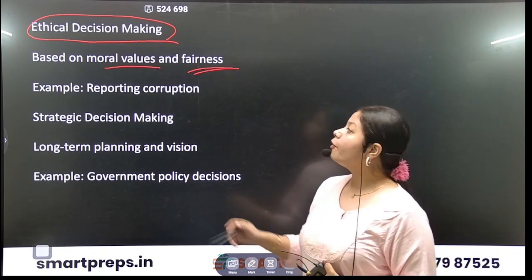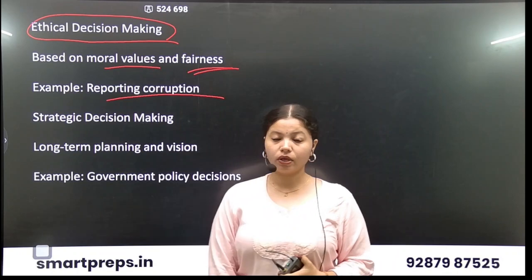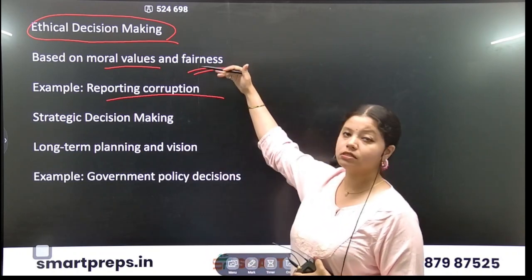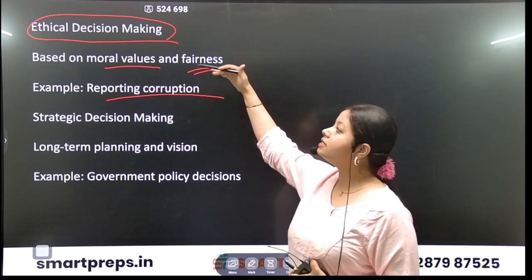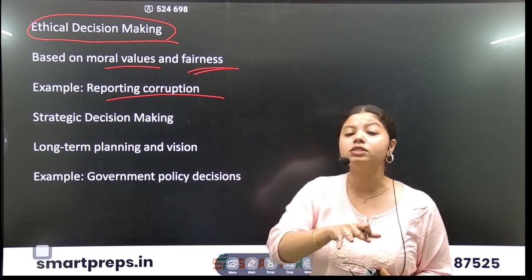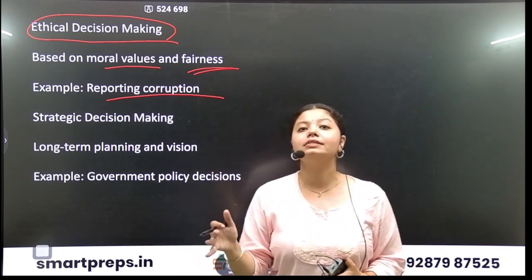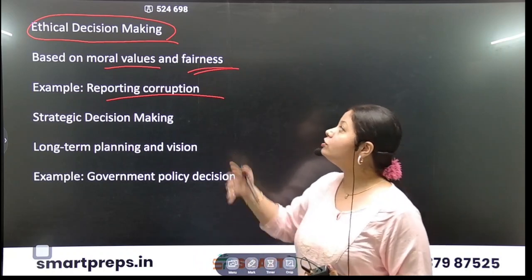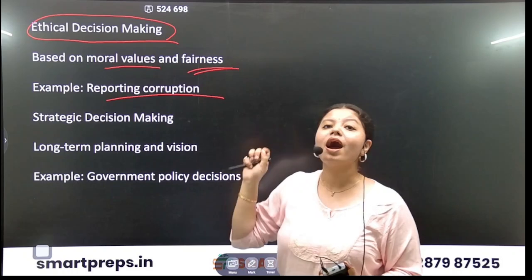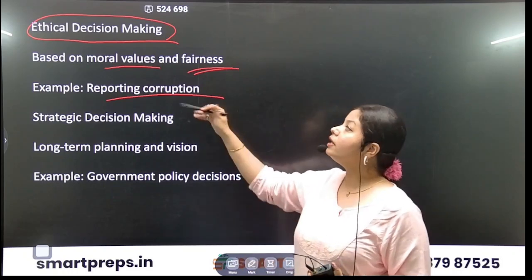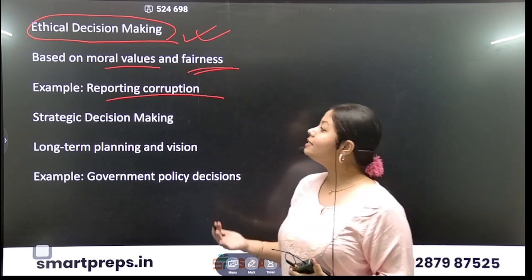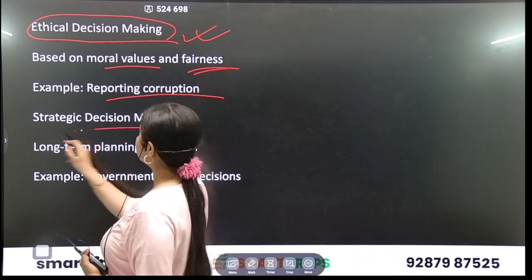For example, reporting corruption. Whenever corruption has taken place, if you report it with fairness, if your decision is based on the moral values, it means that particular decision of yours, reporting that corruption, is actually ethical. Yes, it is on the basis of fairness. There is no partial decision making. So that decision making is known as what? Ethical decision making.